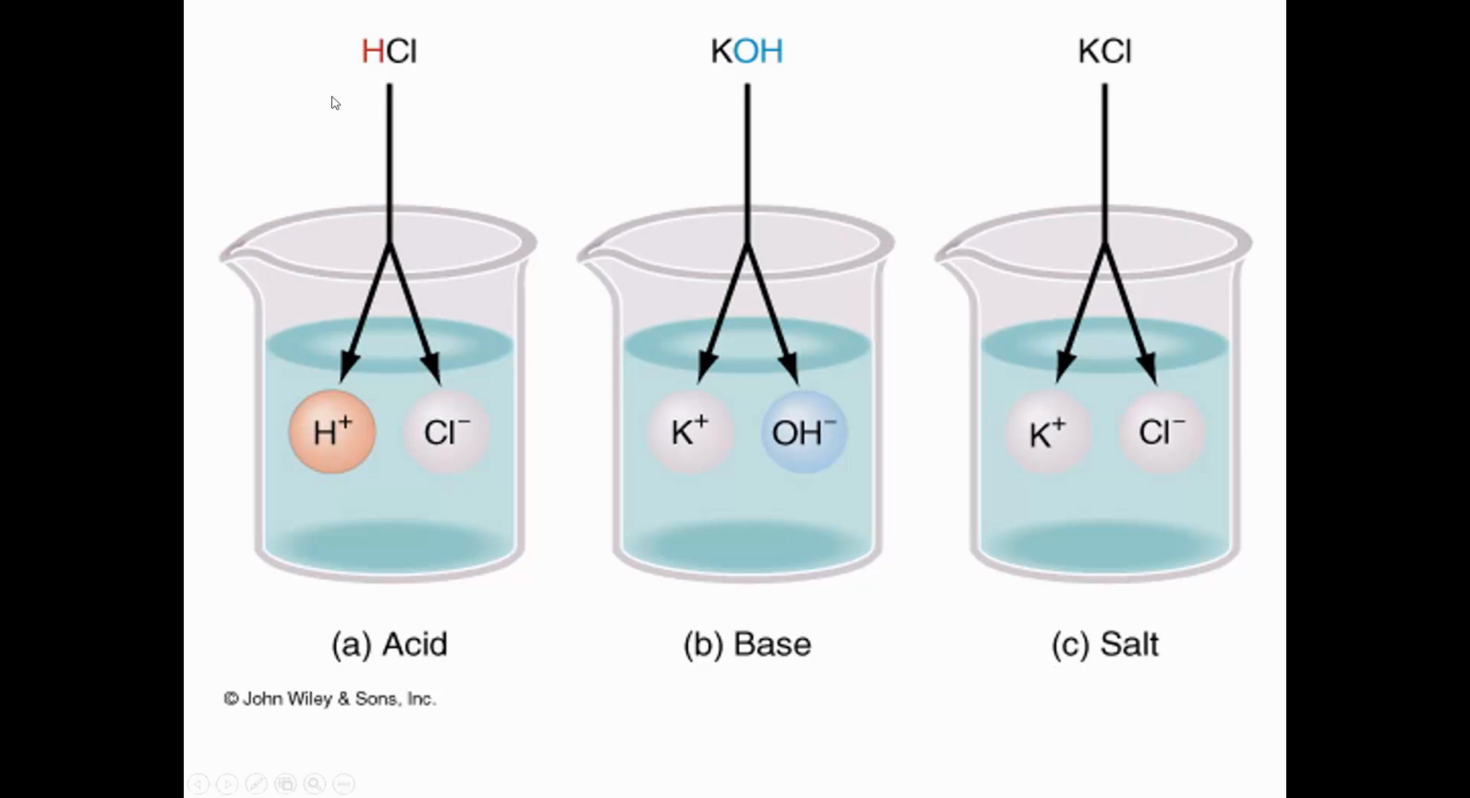So here we have a strong acid, hydrochloric acid. We put that in water and it strongly dissociates into a hydrogen ion and a chloride, and the pH of this solution will go down precipitously.